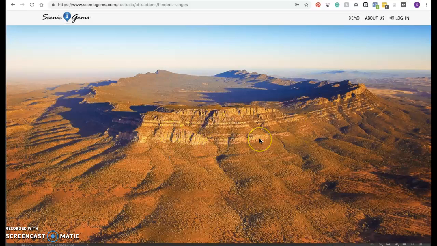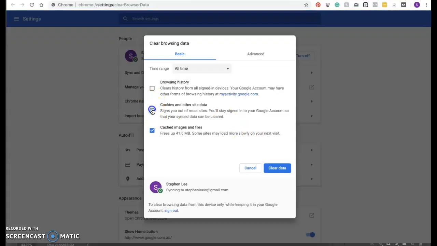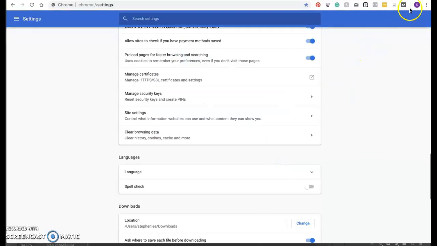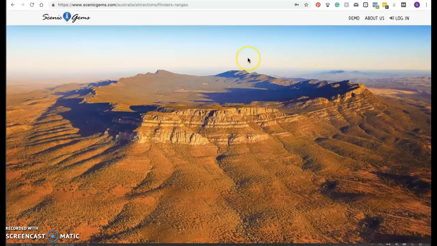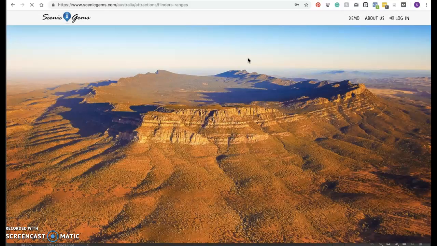So disappearing. If I was to just clear my image cache and then refresh the page, so it's cached at Cloudflare, but not on my computer. No, it's still disappearing. So that's the problem.